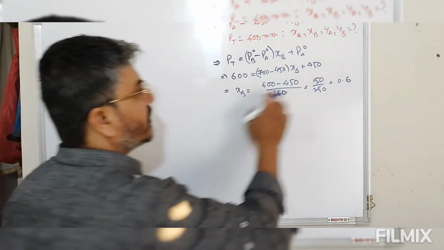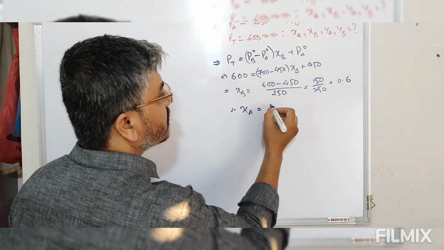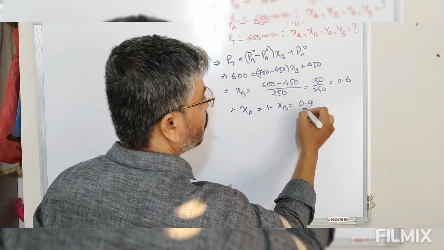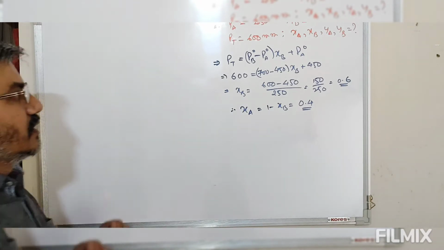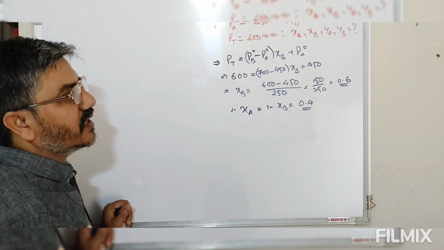So the mole fraction of B in the liquid is 0.6. Therefore the mole fraction of A in the liquid is 1 minus XB, that is 0.4. So we have the mole fraction of A and B in the liquid. Now once we have that, we can easily define the mole fraction of A and B in the vapor phase.